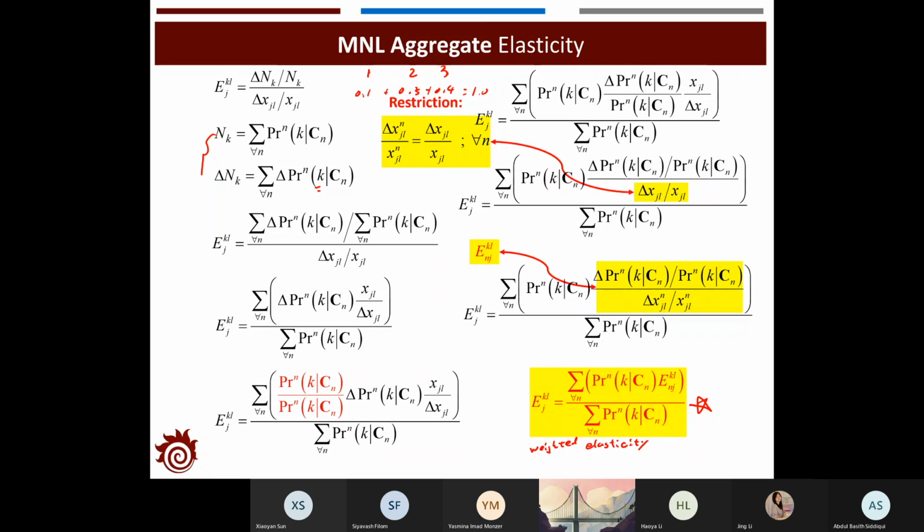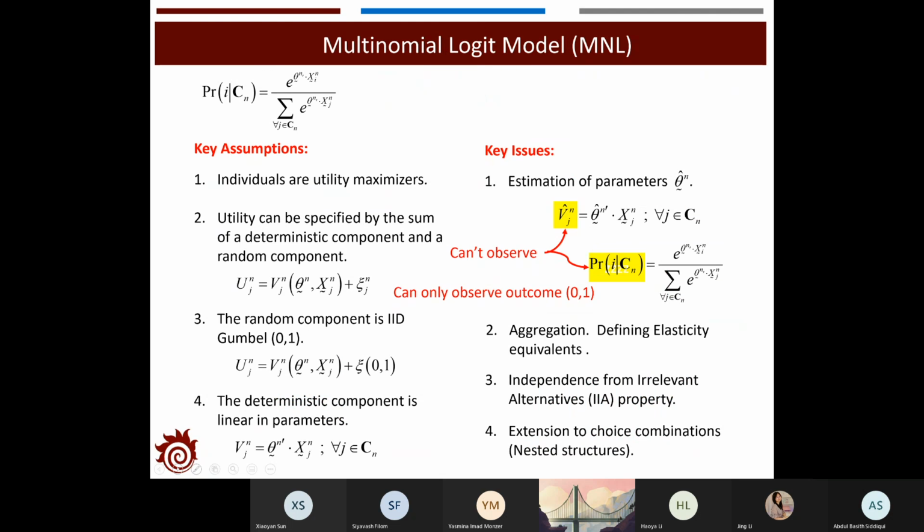So that's what we get for the aggregate elasticity. Once you have the elasticity of each individual and the probability for that individual to choose each mode, then you can get the aggregate elasticity. With that we can conclude the aggregation. So we can find equations to calculate the elasticity, for both individuals and the whole population.